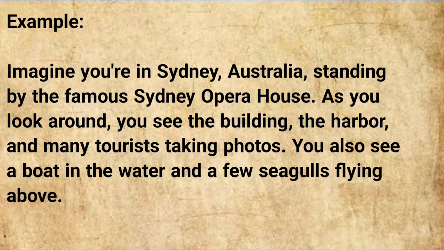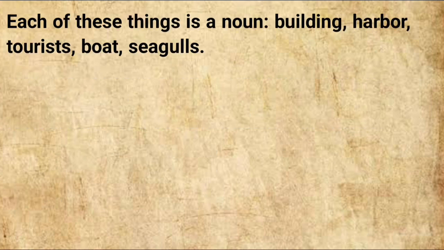Example: imagine you're in Sydney, Australia, standing by the famous Sydney Opera House. As you look around, you see the building, the harbor, and many tourists taking photos. You also see a boat in the water and a few seagulls flying above. Each of these things is a noun: building, harbor, tourists, boat, seagulls.